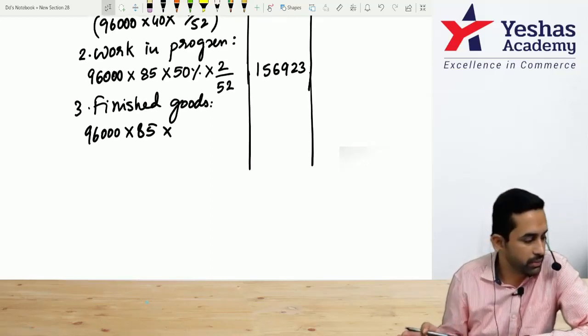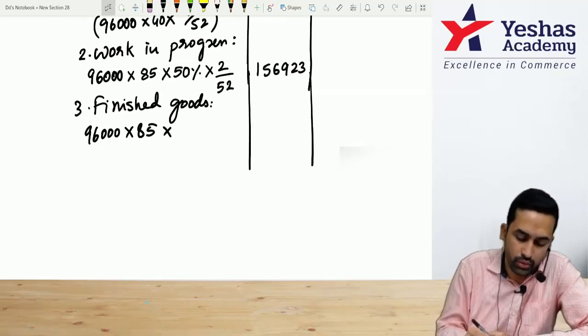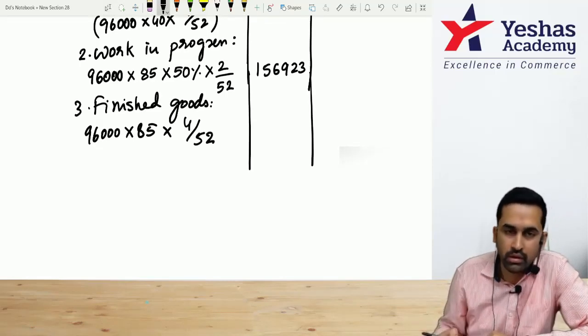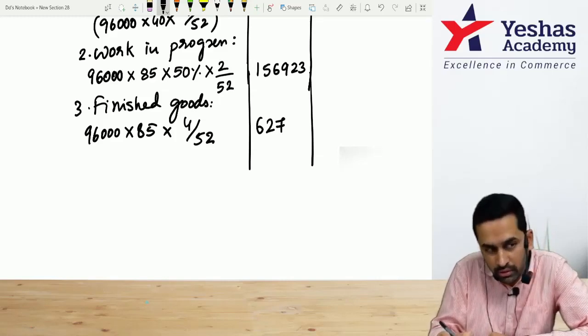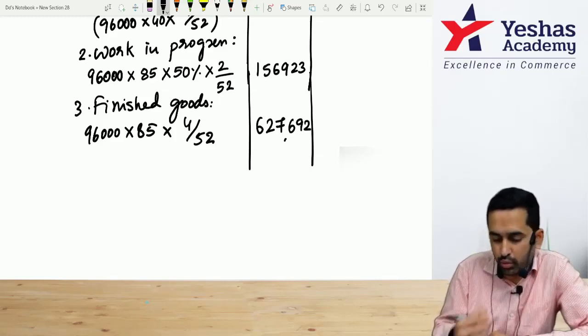And how long am I keeping that onion dosa with me? 4 by 50. 6 lakh 27, 692.